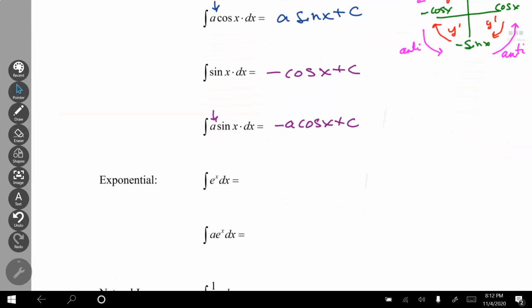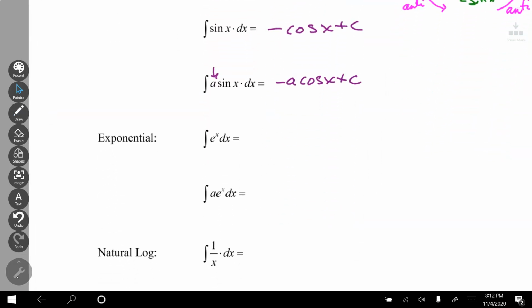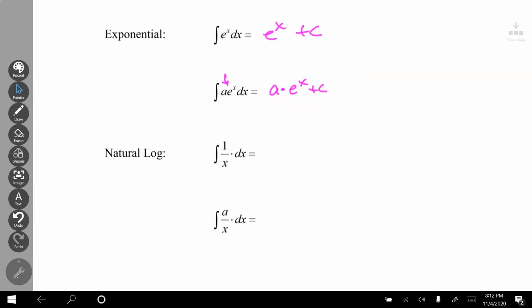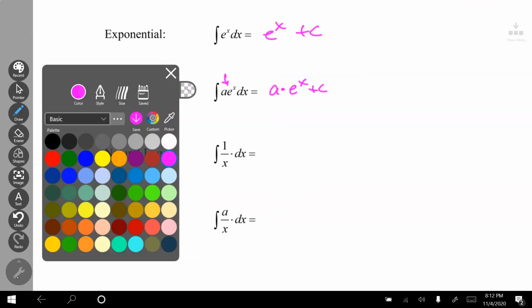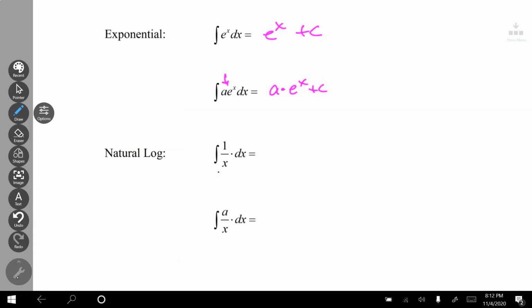Well, we get to the easy one, e to the x, easiest one ever. The antiderivative of e to the x is e to the x plus c. Don't forget your plus c. And if I have an a up front, it's a times e to the x plus c. And we have the special one, 1 over x. The antiderivative of 1 over x, this is the one I would never rewrite as a power function. It's ln of x plus c, and if I have an a up front, it's going to be a times ln of x plus c.